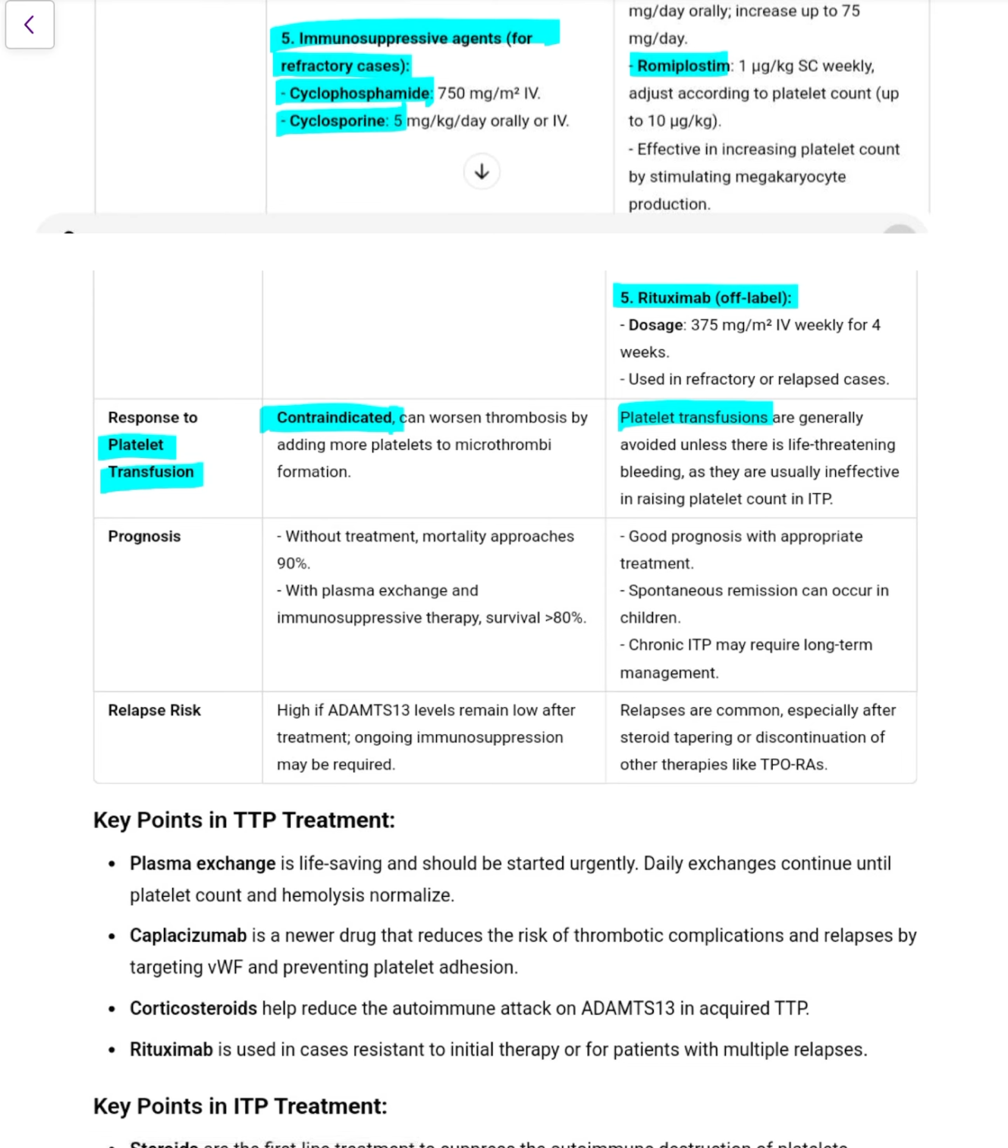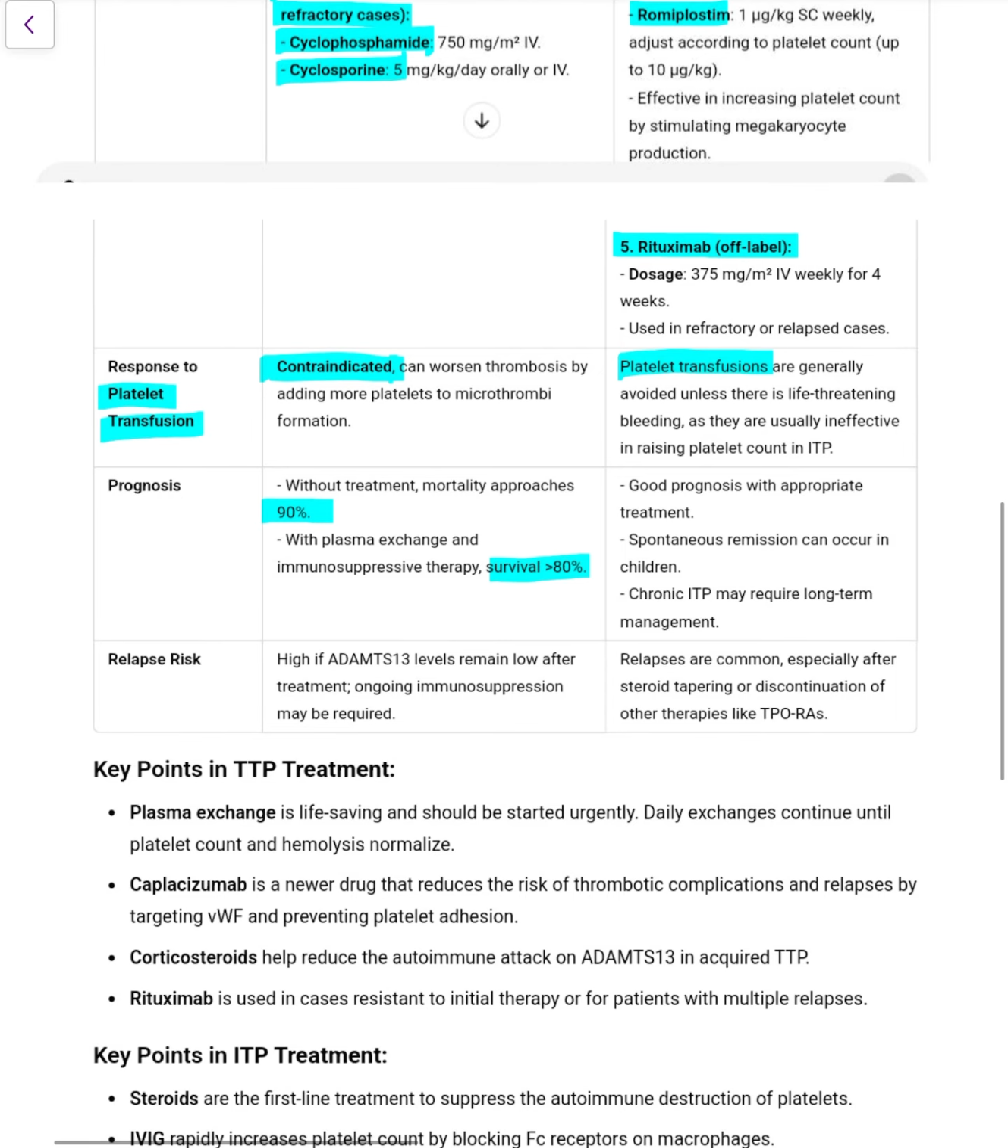Coming to the prognosis, in TTP it is based on treatment. Without treatment, there is 90% mortality. But with proper treatment like plasma exchange and immunosuppressive therapy, the survival rate is more than 80%. In ITP, there is a good prognosis with appropriate treatment. In children, it can go to spontaneous remission also.